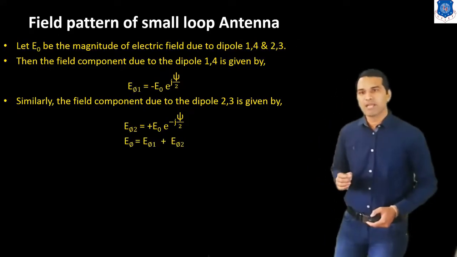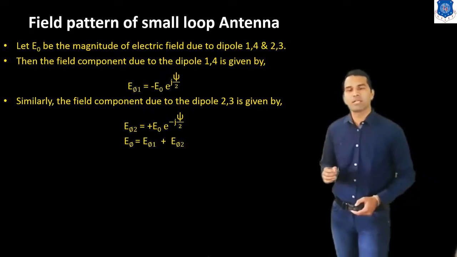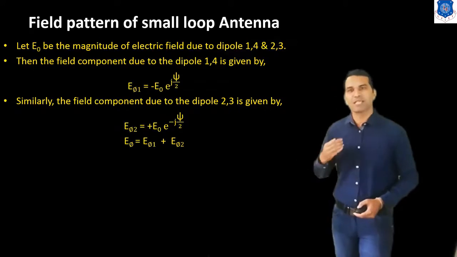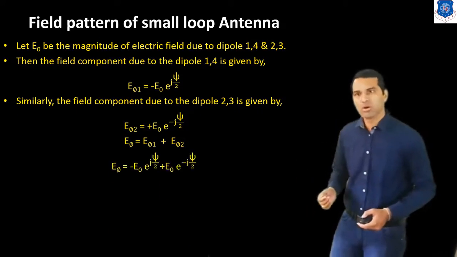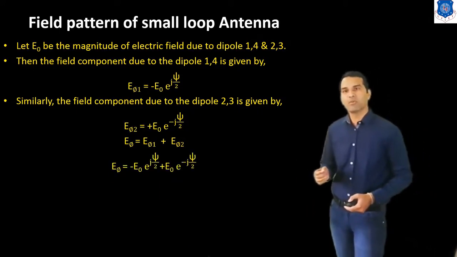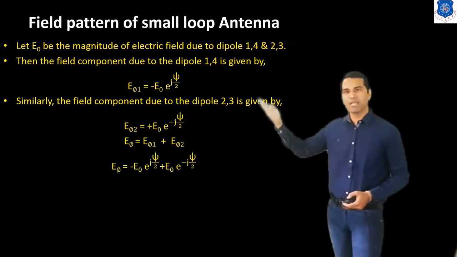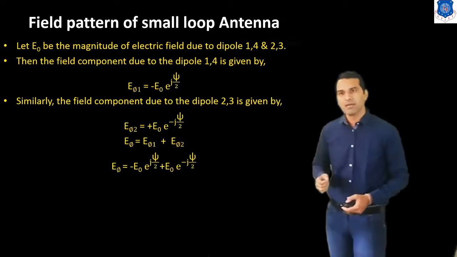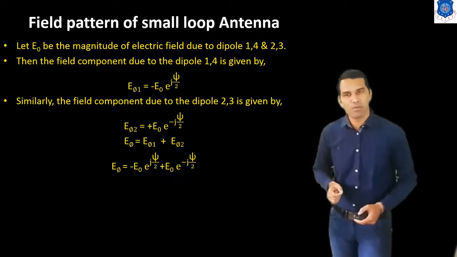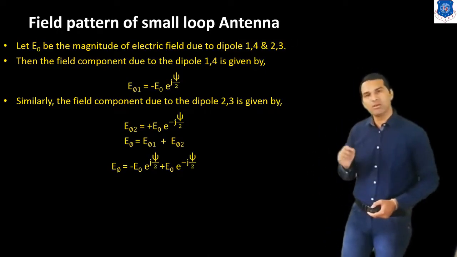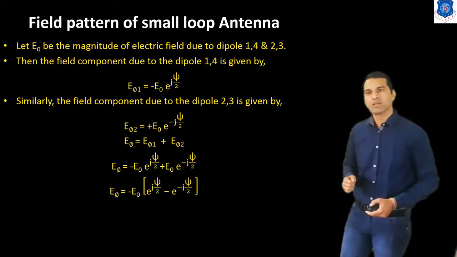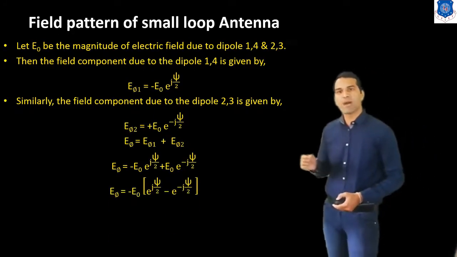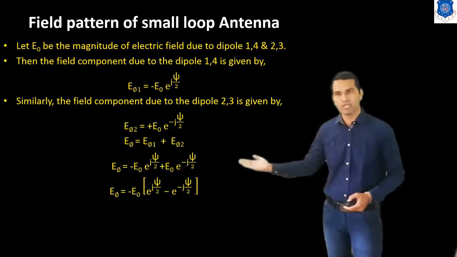So we can write the E phi total as E phi 1 plus E phi 2. We have the values of E phi 1 and E phi 2, so we can write the total field as minus E0 e raised to j psi by 2 plus E0 e raised to minus j psi by 2. Now we take minus E0 common from this equation.